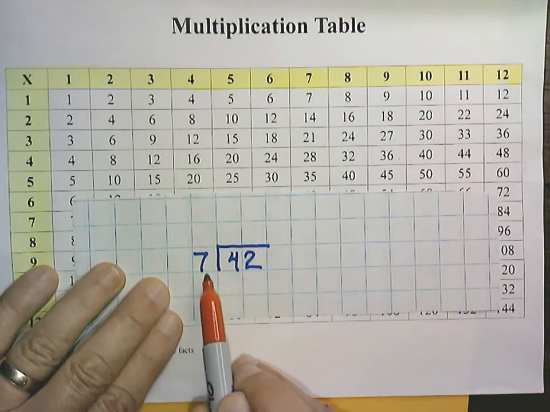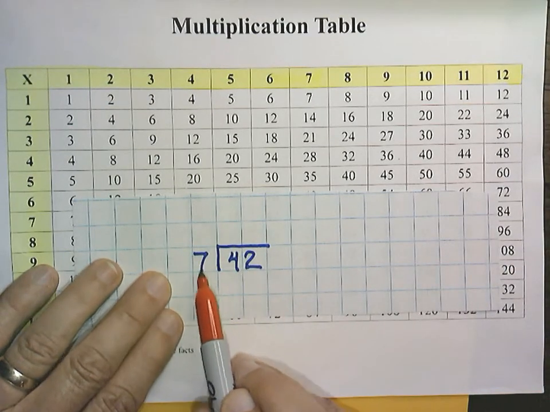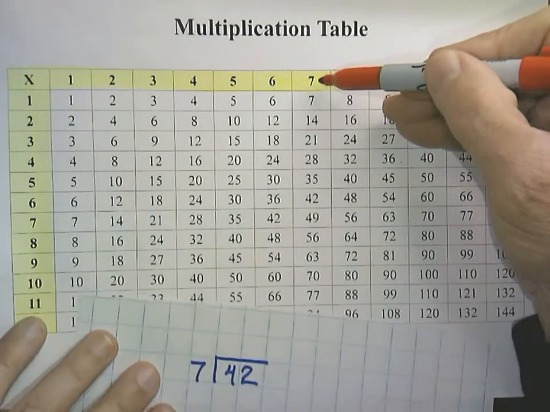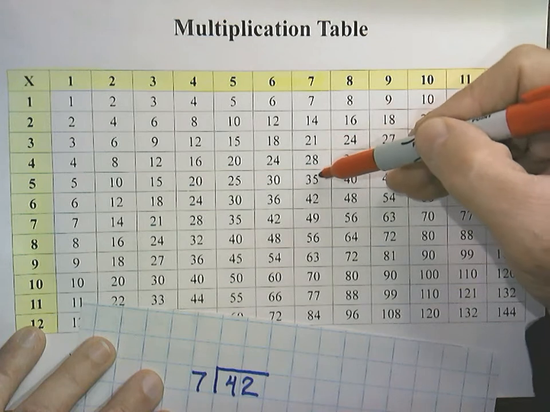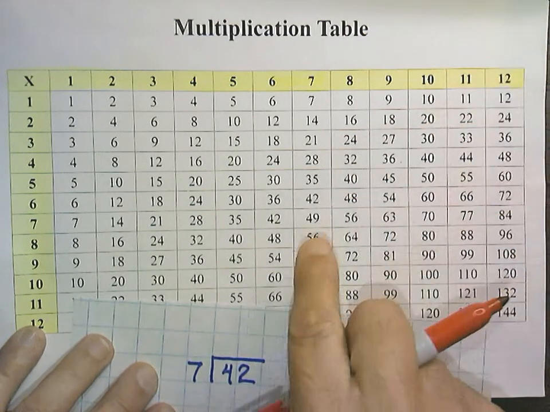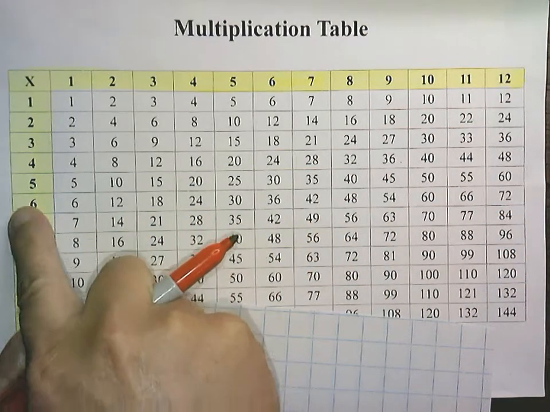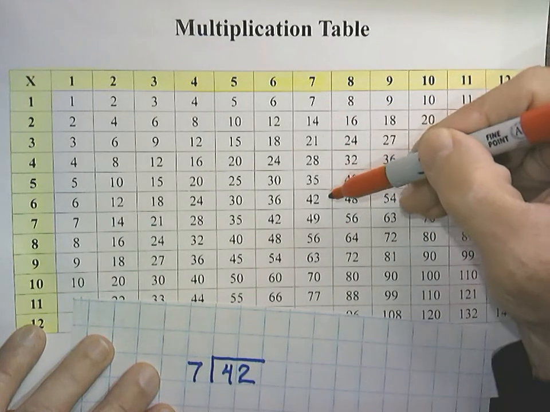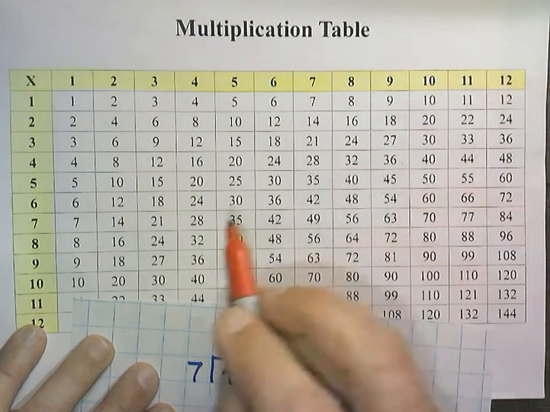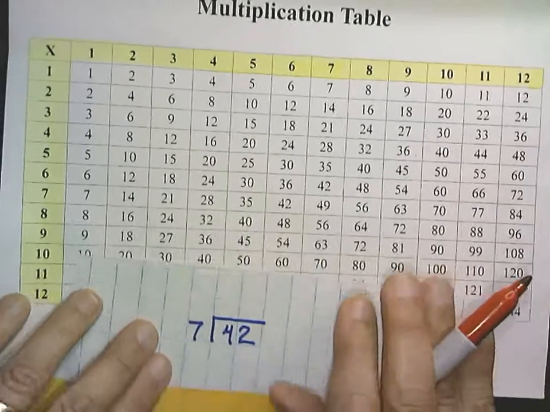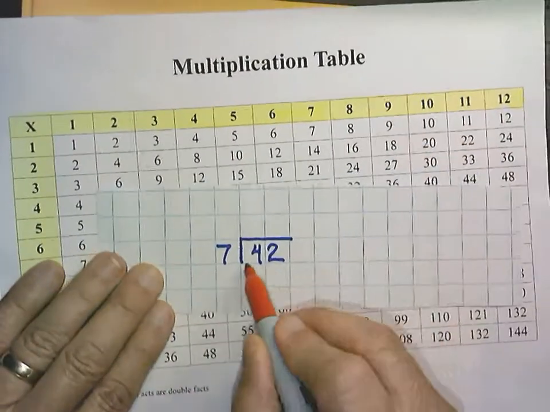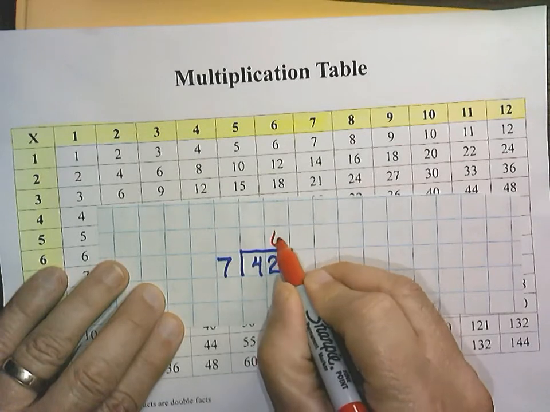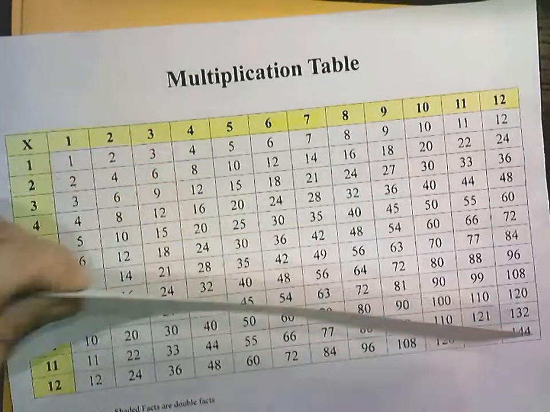42 divided by 7. Well, there's your clue, 7. We go to the 7. Let's count down to 42. 1, 2, 3, 4, 5, 6. And again, if you come across, you see the 6. I prefer to keep it simple and count down. However, you could count across. I like to count down. I think it's a little bit easier. So 42 divided by 7 is equal to 6.